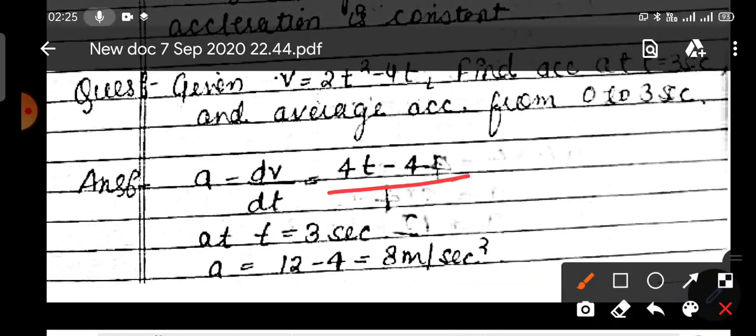Now you just have to put the value of t. Value of t is how much? 3. So 4 into 3, that means 12, minus 4, that means 8 meter per second square. So this is your instantaneous acceleration, 8 meter per second square.